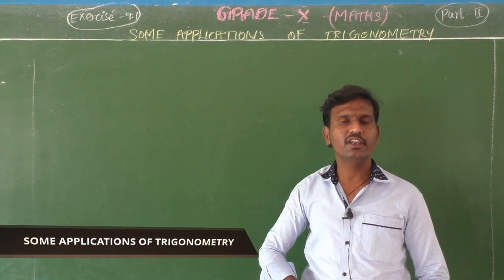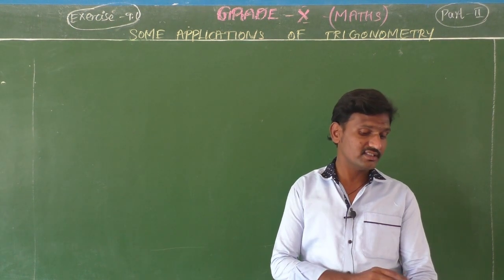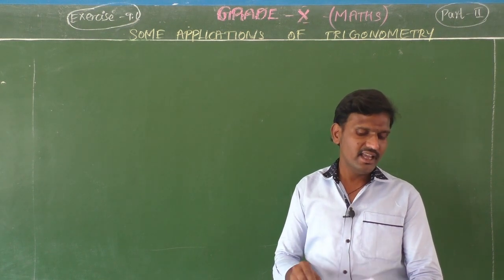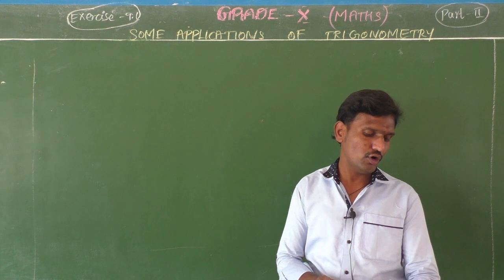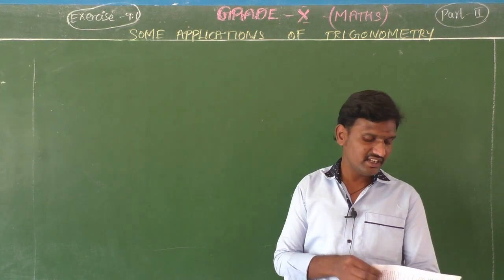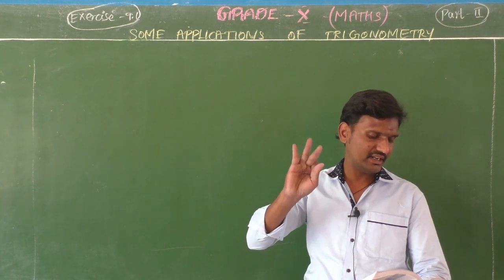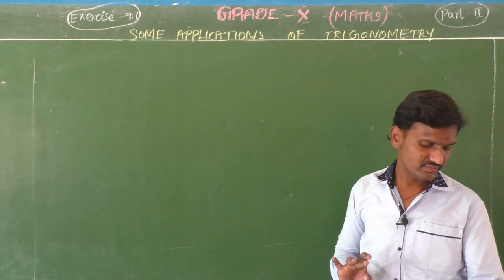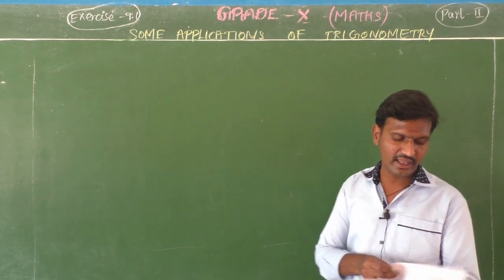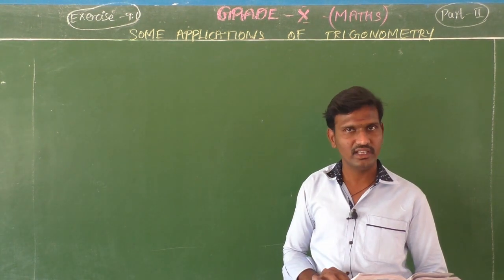Already in your previous class we completed all the sums up to the 16 questions in your exercise 9.1, but this class is for the missing problems of exercise 9.1, question numbers 6, 7, 8. So these 3 questions and the example 2 questions, totally 5 questions only, we are going to see in this class.